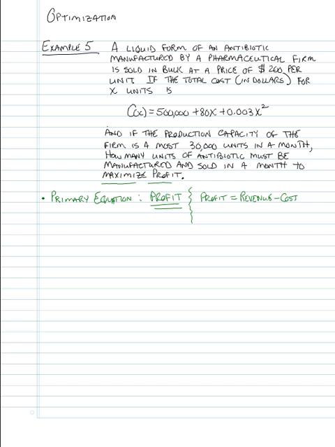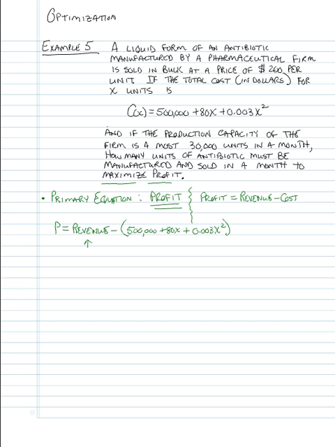Now, revenue is something else that we need. So here's kind of where we are. Our profit function, our profit equation, P I'll call it, is going to be revenue minus cost. But cost we have above. The cost for X units is 500,000 plus 80X plus 0.003X squared. So we need to decide what this revenue is before we can actually calculate our profit equation.